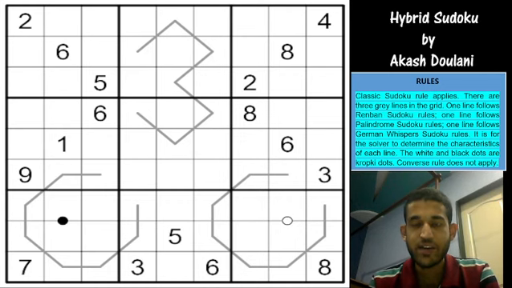Hey guys, welcome to Unshackling Sudokus and Puzzles. I'm Kishore and today I'm going to solve a hybrid Sudoku created by Akash. This Sudoku was posted on his blog, World of Sudoku.